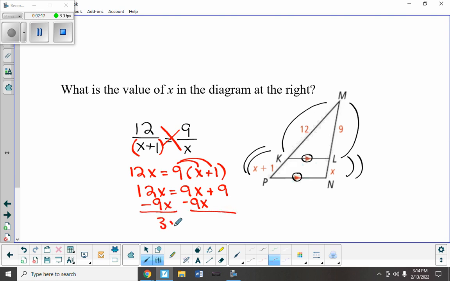So that gives us 3x equal to 9. And then if we divide by 3, x will equal 9 divided by 3, which is 3. Now if I plug that back in, I just want to show you what happens. 3 plus 1 is 4. So 12 over 4, well, that equals 3. And if we plug in the x right here, 9 over 3, sure enough, that equals 3. Or 3 over 1, 3 over 1. So the ratios are the same.